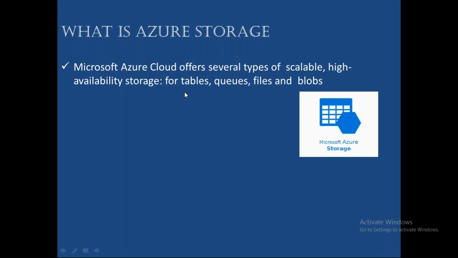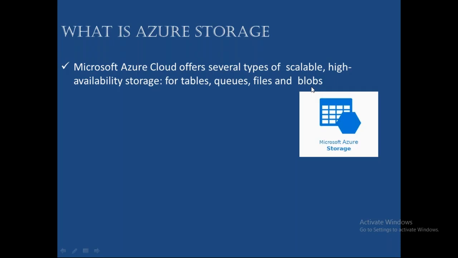Next, files. Suppose you have some files in the cloud and some files on-premise, and you want to share files from on-premise to cloud and cloud to on-premise through the network, then you have to use files. Blobs are basically to store all your movies, videos, audios, images, any binary data or text data. If you want to store those, you need to go with blob storage.